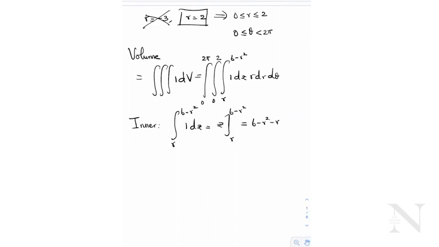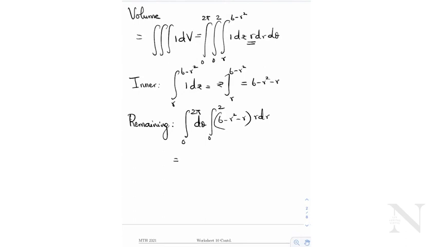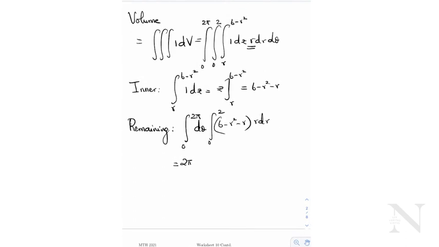Once you have this done carefully, now we can do your separation. So the remaining part would be 0 to 2 pi, because theta and r are independent of each other. And 0 to 2, just don't forget this extra r out there. So 6 minus r square minus r times r dr. So that's 2 pi. Why would you move the d theta to the very outside? Because theta and r are not interacting with each other, so you can separate them out.